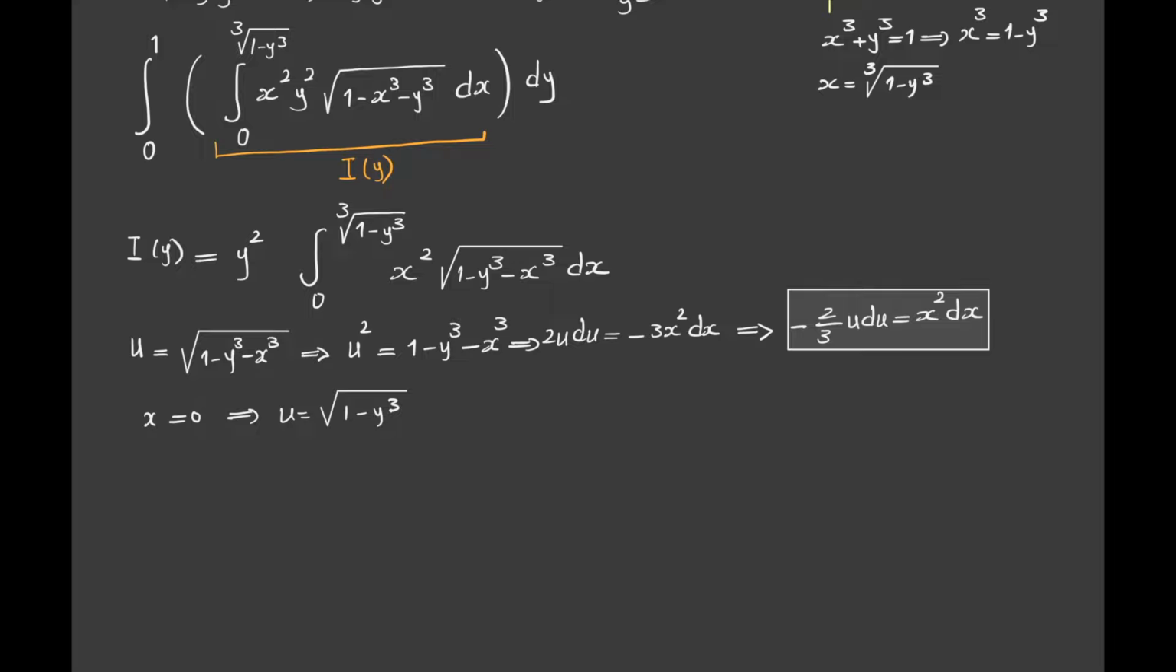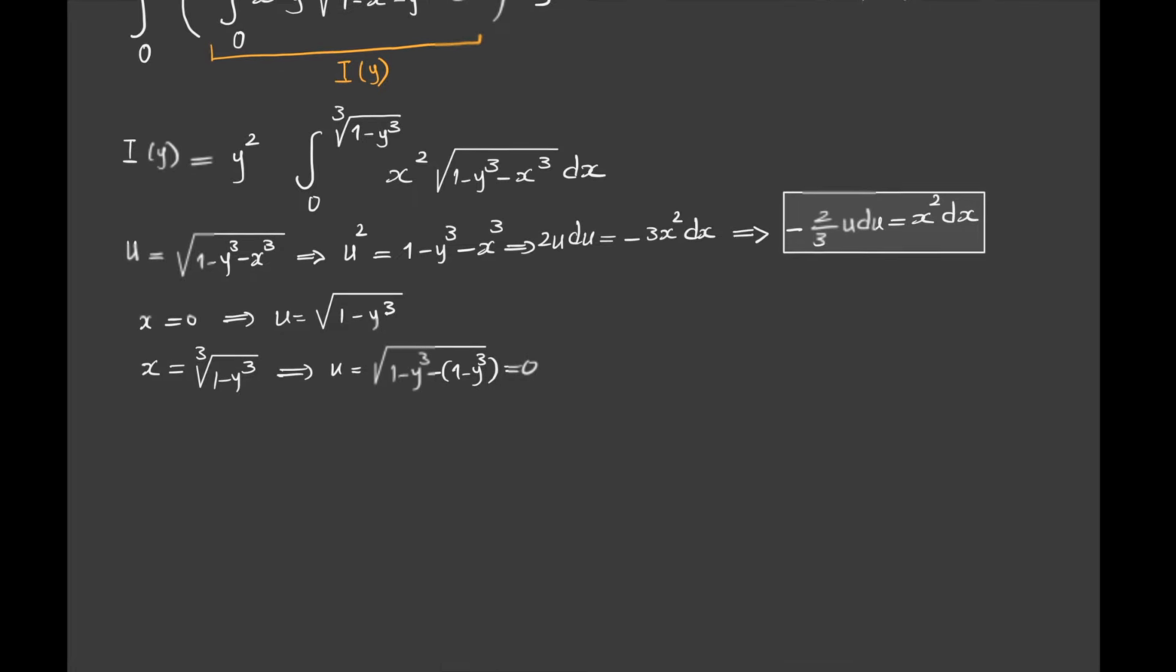And if x is equal to the cubic root of 1 minus y cubed, again I go to u, take x away and replace it with that expression. This power of 3 will cancel this cubic root. So then what happens? u becomes the square root of 1 minus y cubed minus again 1 minus y cubed, which is simply 0. Okay, so then what happens?